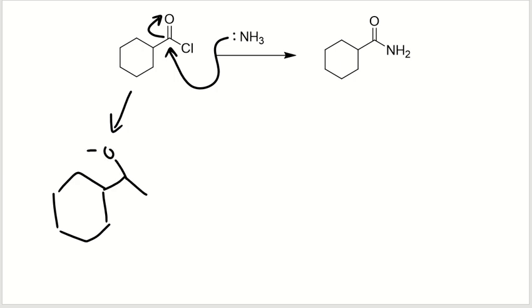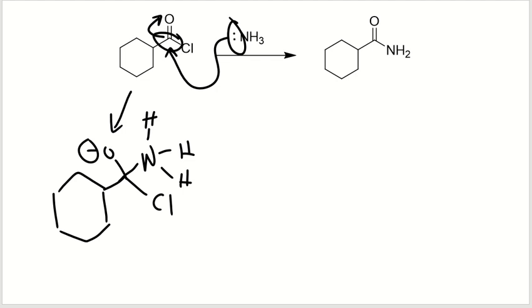Instead, what's going to happen is we're going to have the negative oxygen. We're going to have our nitrogen with the 3 hydrogens, and we're going to have our chlorine. Keep in mind the nitrogen gave up electrons to form a bond to the carbonyl carbon. So that nitrogen is going to be positively charged. The oxygen gained electrons during that arrow pushing, so it's going to be negative.